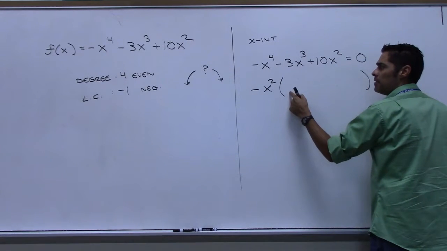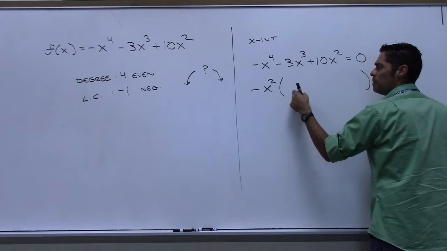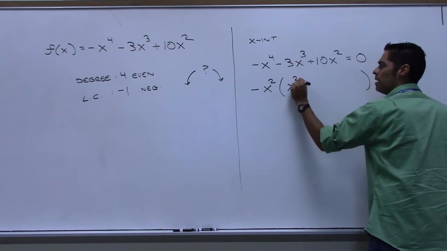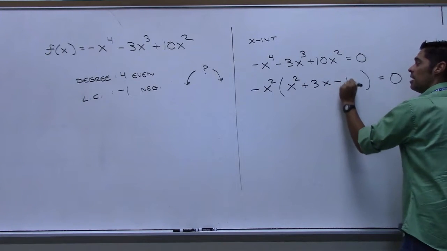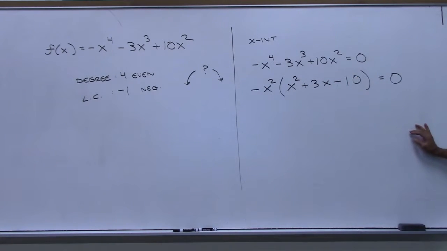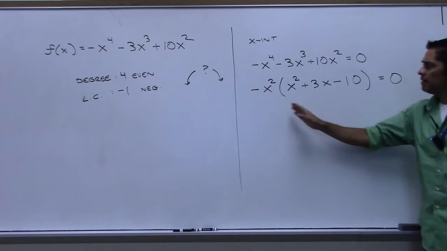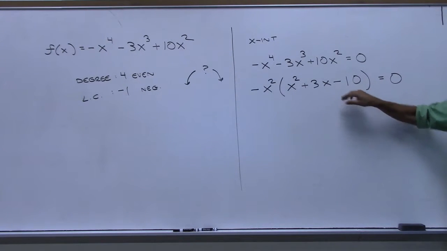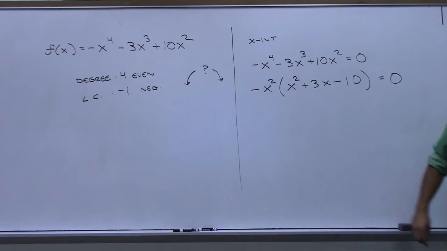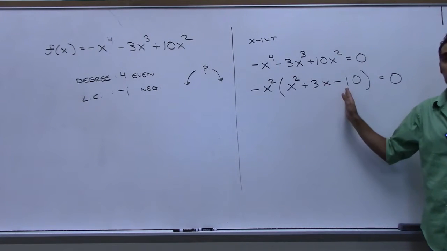So what will I have left here? The first term would be what? X squared, then plus 3x, then minus 10, right? Minus 10. So it's changed the signs. And now you take a step back and you say, okay, that's fine, x squared's out there, great. This right here is a trinomial. It's 3 terms, right? Quadratic trinomial. So you try and factor this now.